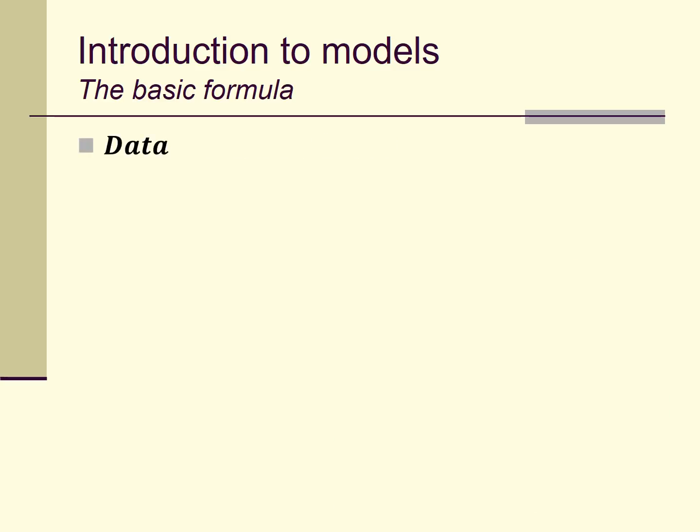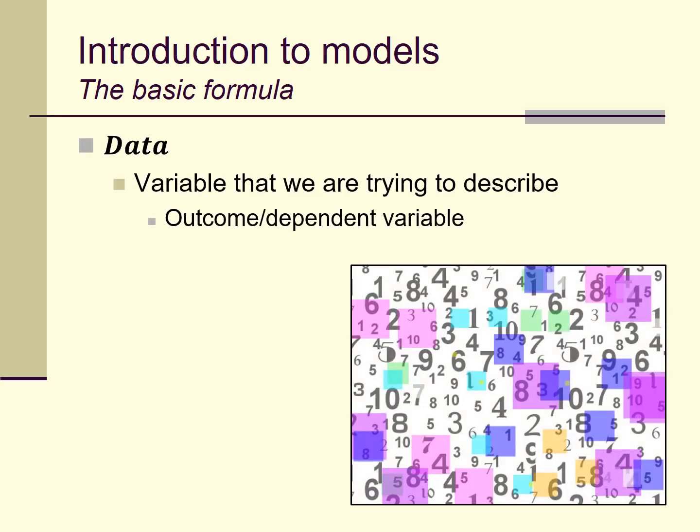The first part, data, refers to the variables that we're trying to describe, specifically the outcome or dependent variable that we're trying to describe. So we have a measure of something like depression or overall psychological functioning or some other variable, and each person in our data set has a different numerical value corresponding to his or her level or state on that variable, and we'd like to explain the variability among all those different scores.